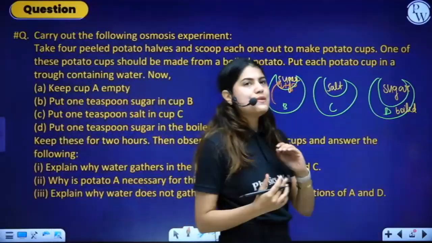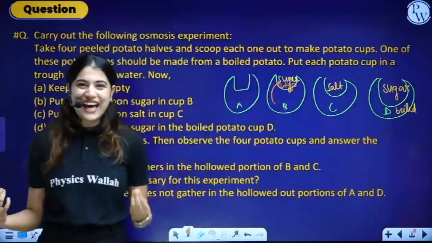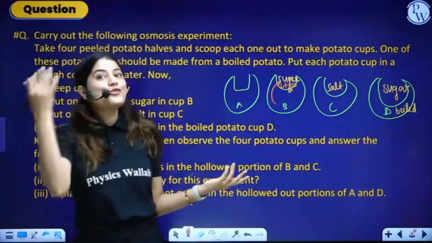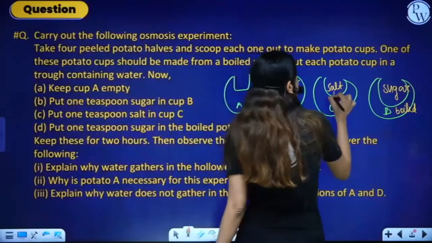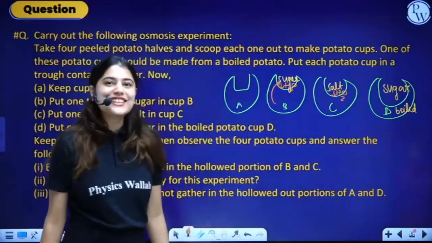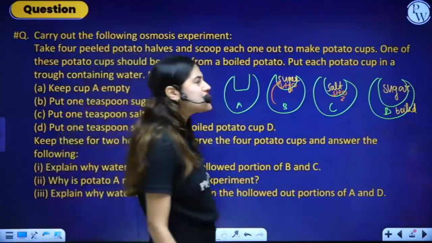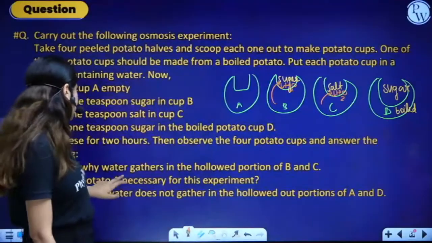Similarly, if salt is here, that is we can say solute is high, and if solute is high, obviously water is going to be low. So obviously water is low here, water moves from high concentration to the low concentration. The definition of osmosis, obviously it will gather. So this question is done.